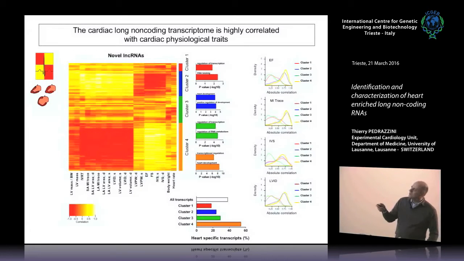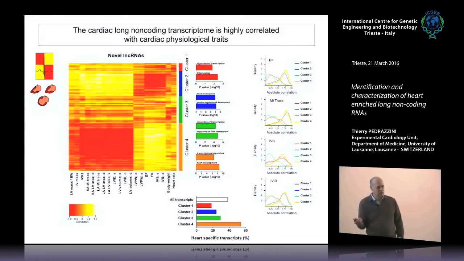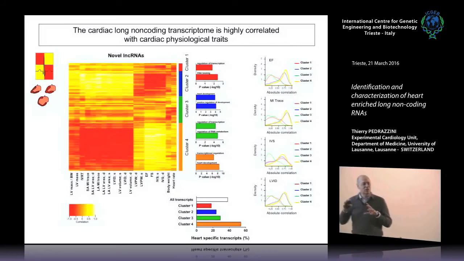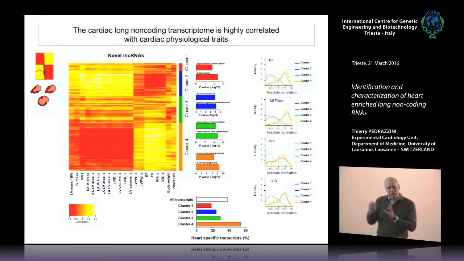Cluster 2, for instance, is closely positively correlated with parameters of remodeling, whereas cluster 4 is positively correlated with cardiac function. It means that you can now have transcripts that control different processes in the heart that are normally associated, but now you can segregate these different parameters and identify markers and potentially functional transcripts that define these parameters separately.